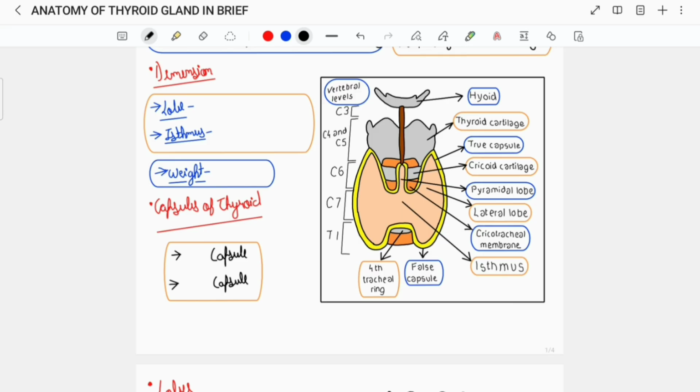Talking about the dimensions of thyroid gland, each lobe is around 5 by 2.5 by 2.5 centimeters and isthmus is around 1.2 by 1.2 centimeters and the thyroid gland weighs around 25 grams but it can be variable. Thyroid consists of two capsules, the true capsule and the false capsule, as you can see in the corresponding diagram.